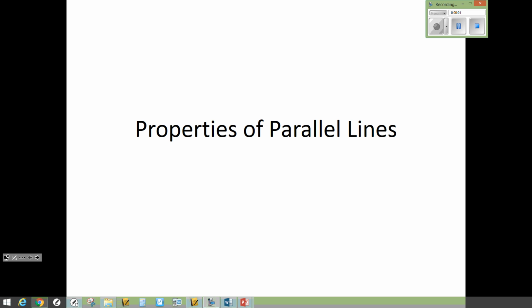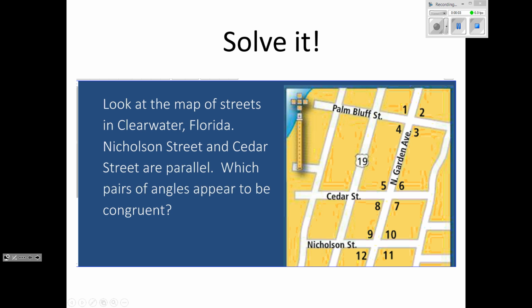And parallel lines have specific properties. I think some of these are going to seem familiar to you. So hopefully we can all see this picture. Okay, it's a theoretical picture of some street map in Florida.